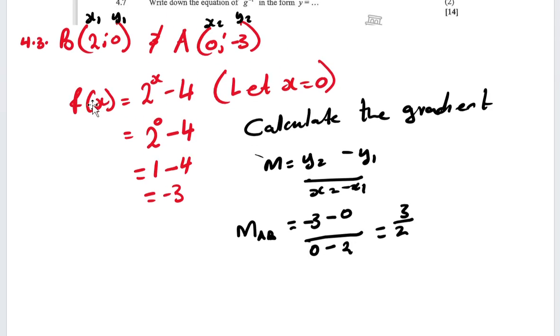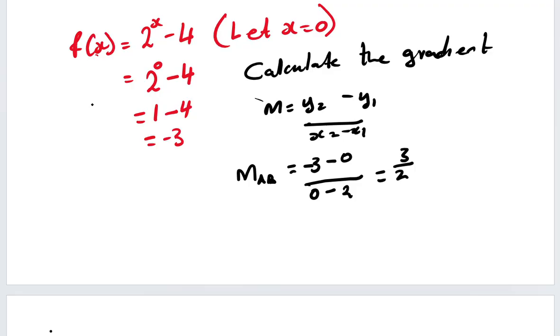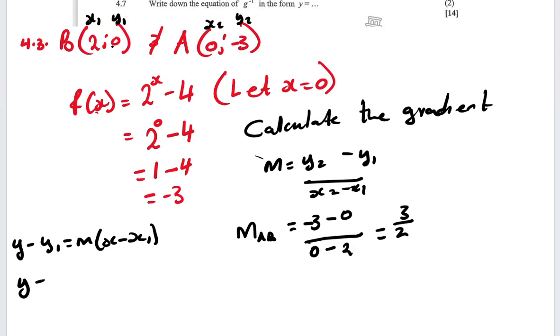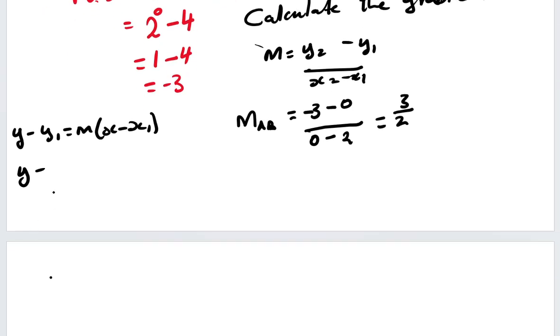To determine the equation of a straight line, you need one point and a gradient. So here comes y minus y1 equals m times x minus x1. Let's check our y1 and x1: y1 is 0, and x1 is 2. Where there is y1, we put 0. The gradient is 3 over 2, times x minus x1, where we put 2.